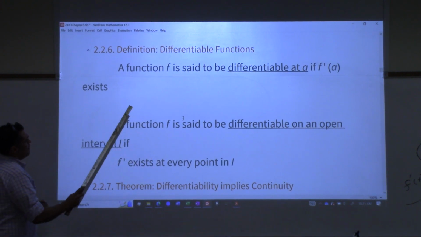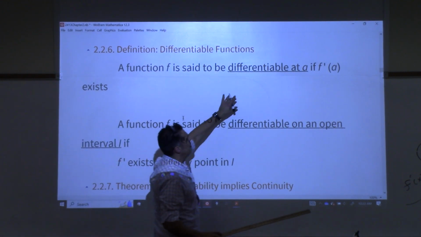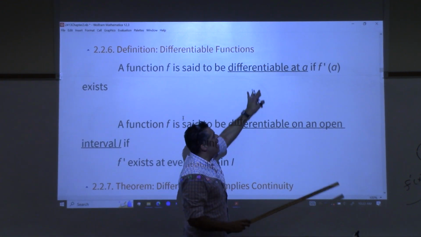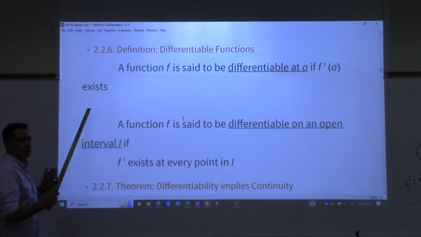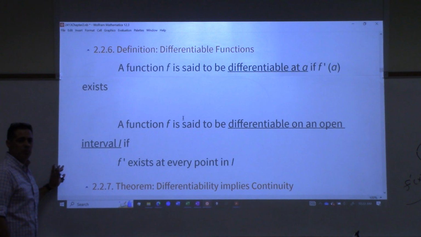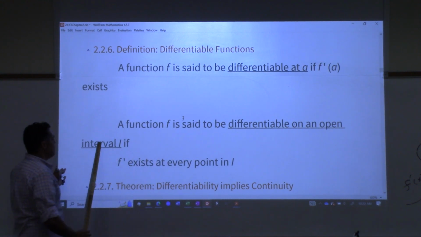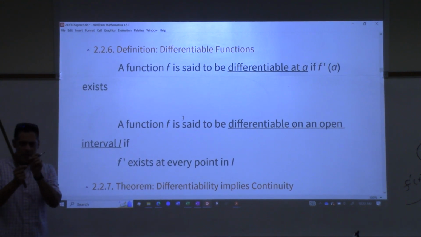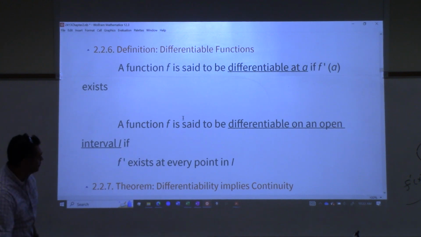So this definition says a function f is said to be differentiable at some point a if the derivative exists there. Right, so if the derivative exists, we say that that function is differentiable. If it's differentiable on an open interval, that means it's differentiable at every point in that interval, then we say it's differentiable on the interval.